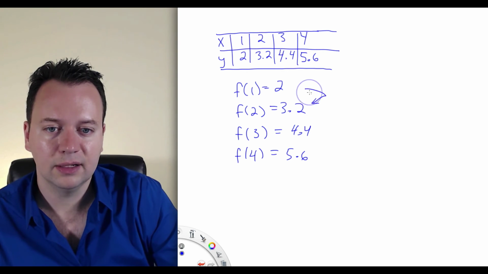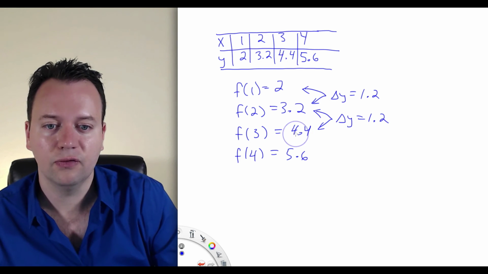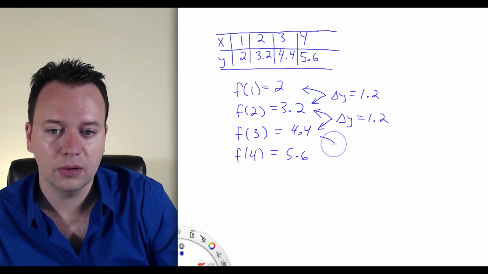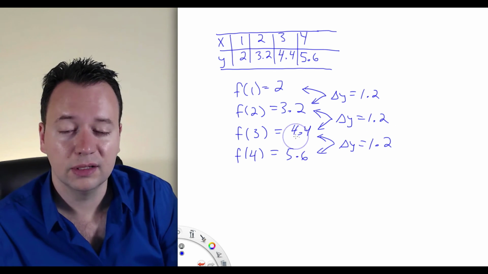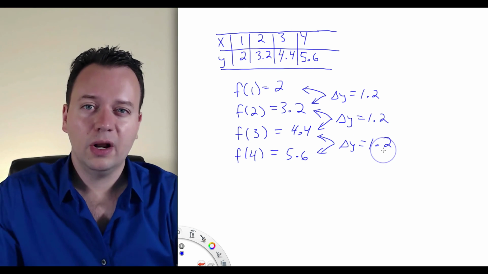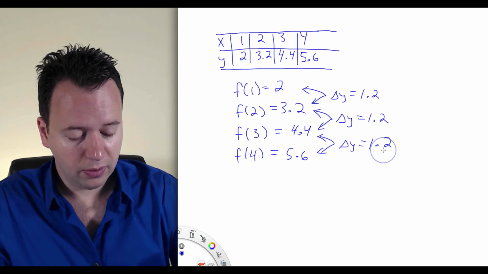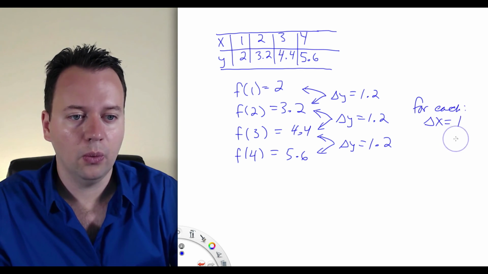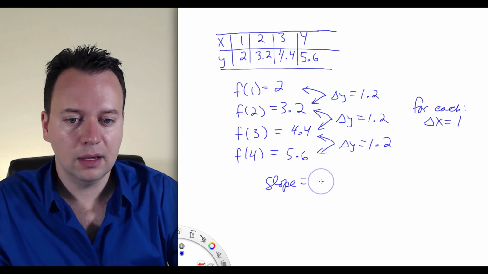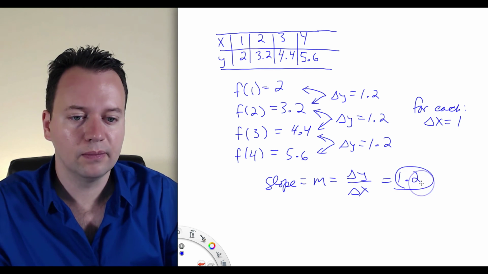If we look at the delta between any two, delta y is always equal to 1.2. Between 2 and 3, delta y is equal to 1.2 again. 4.4 minus 3.2 is again 1.2. And between 3 and 4, delta y is equal to 1.2. 5.6 minus 4.4 is just 1.2. So whenever the x value changes by 1, the y value is changing by 1.2. For each of these, the delta x was equal to 1. So the slope is going to be delta y over delta x, which is just equal to 1.2.